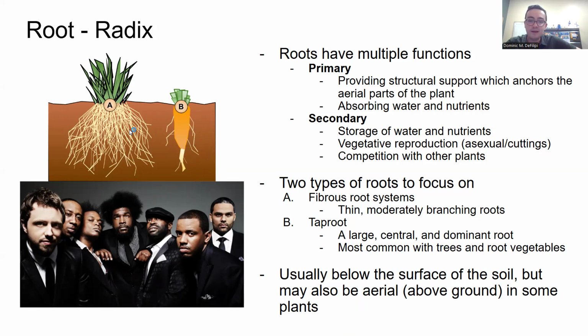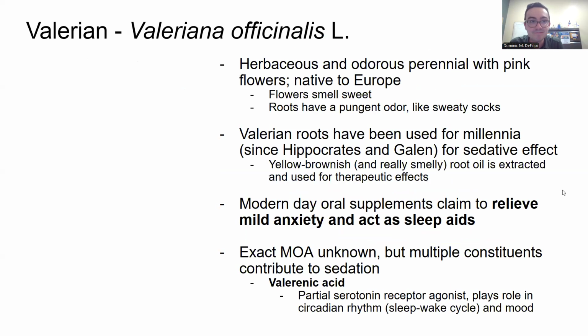When I think of fibrous root systems, a lot of times I would think of cactus or grass even. If you've ever seen sod being laid down, and you can look at the roots, those are fibrous roots that are natural within those grasses. Now, roots are usually below the surface of the soil, but they may also be aerial or above ground roots in some plants. We still call them roots, even if they are aerial, because they're serving that same purpose of either providing structural support or storage, or you name it.